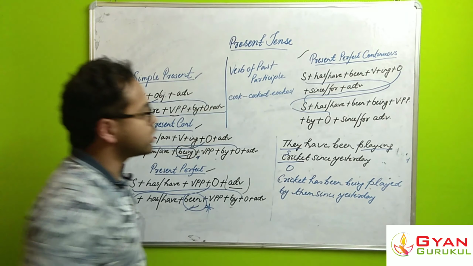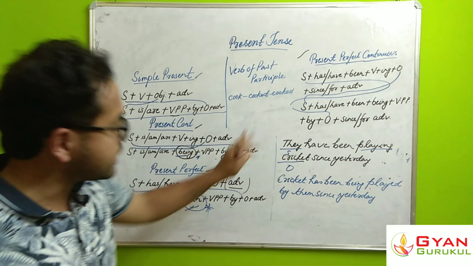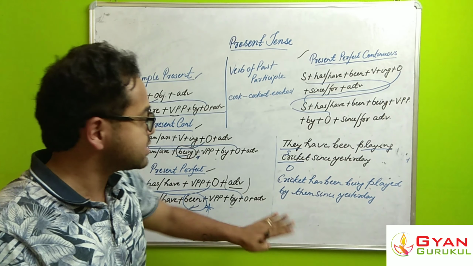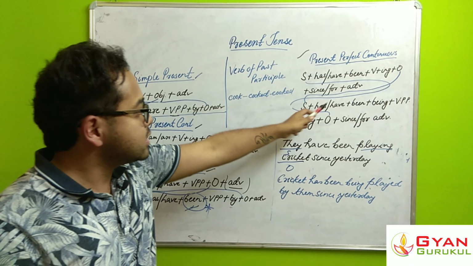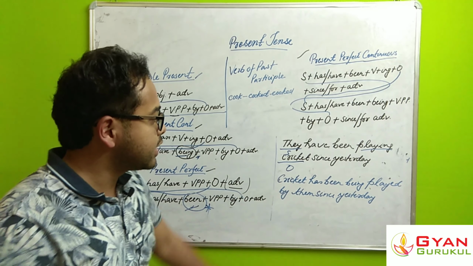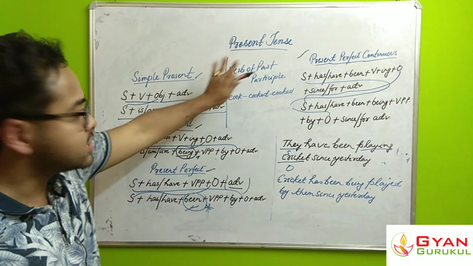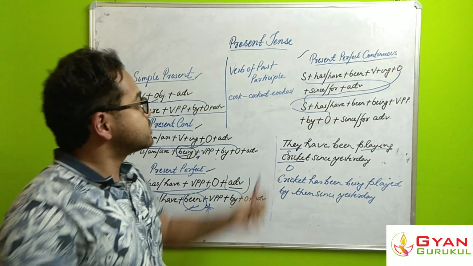So this is how you convert a sentence in present perfect continuous active voice to present perfect continuous passive voice. Simple: put the sentence in a structure, convert it, and then you will get your results. So this is all about the active voice passive voice part in present tense.